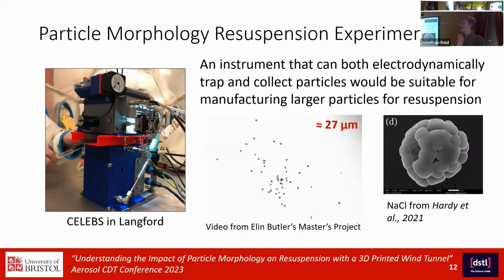With the falling droplet column, particles are already falling, so they may not dry in time before they hit the surface. So if you can indefinitely trap them and then deposit them, that would be very useful. We had a maths student who did do this with the SLABS in Langford. So it's with salt crystals, which look a bit like this, and then they get removed.